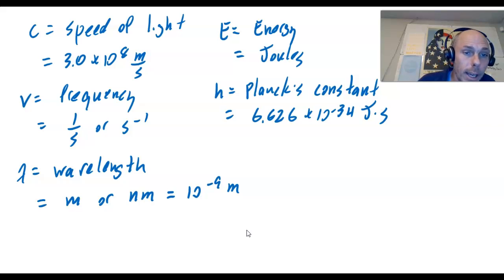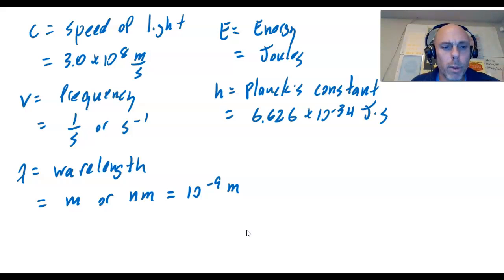Any type of light, any color, any wavelength, any frequency of light, gamma rays, ultraviolet light, infrared, visible light, has the same speed. The speed of light is constant, and it's 3.0 times 10 to the 8 meters per second. Extremely fast. c stands for the speed of light.